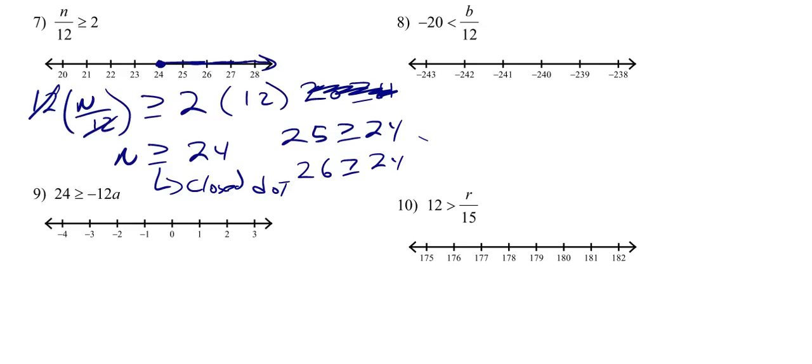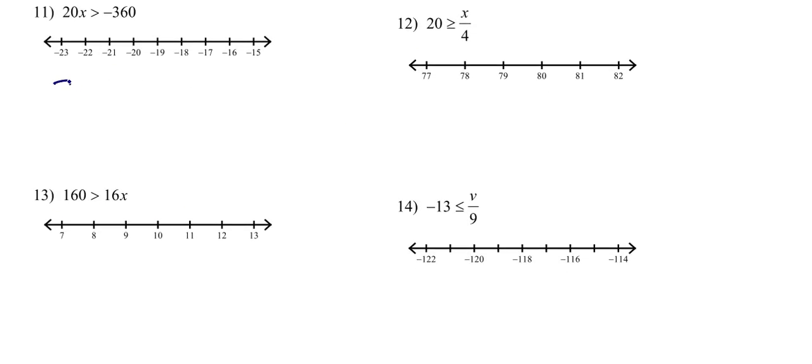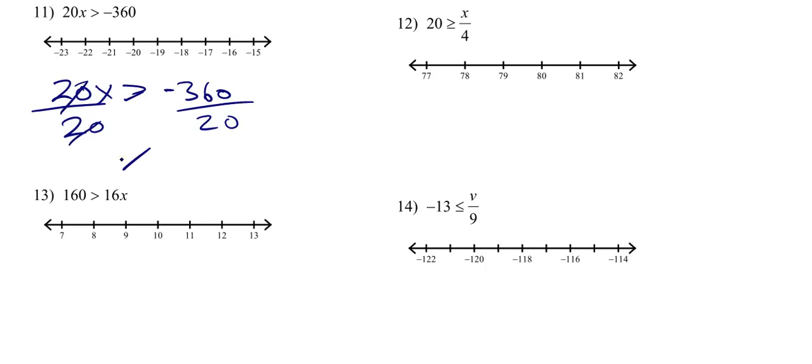And let's see, we've got time for maybe one more example. Let's do 11. 20x is greater than negative 360. So 20 times x, what we know about x is that it's going to be bigger than this negative 360, right? So let's divide both sides by 20. And so these become 1. So we've got x is going to be bigger than, those kind of go away, right? 36 divided by 2 is 18. That's a negative 18.